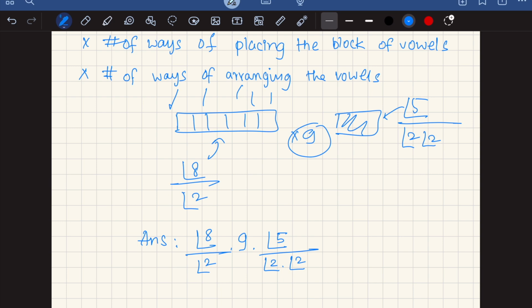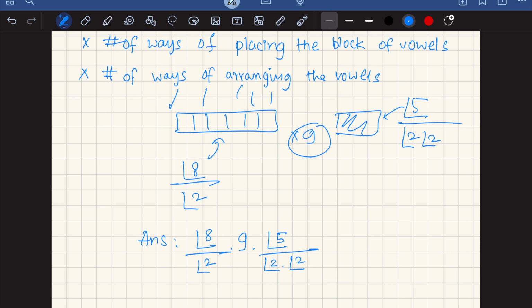I just want to understand what is the logic behind 9 factorial. Could you write it or unmute? Ma'am, in the answer, 8 factorial into 9 is 9 factorial. So multiplying and combining, we can write it as 9 factorial by 2 factorial into 5 factorial by 2 factorial into 2 factorial. Oh, okay. Yeah, so this is what you are saying, that 8 factorial into 9, you can write it as 9 factorial.